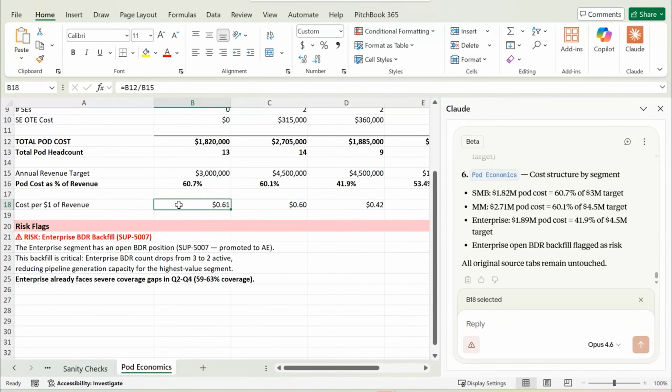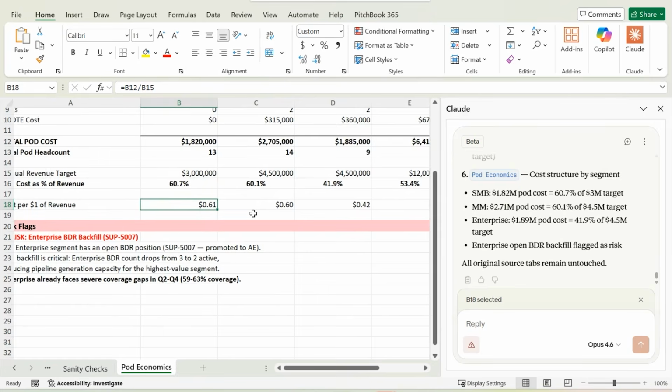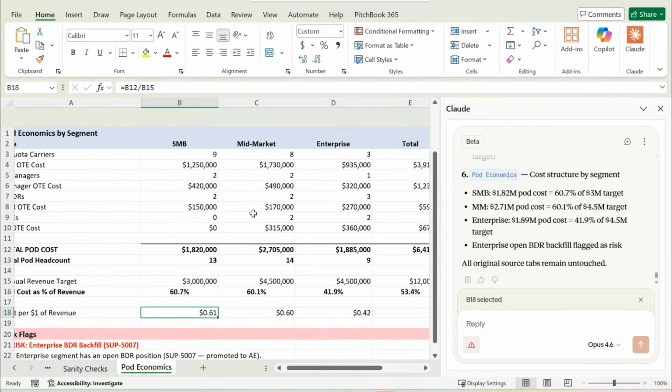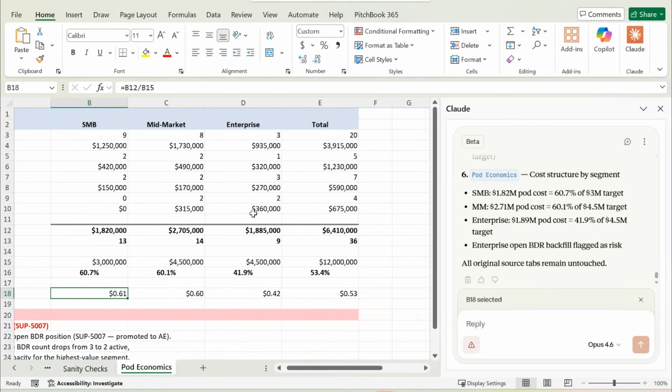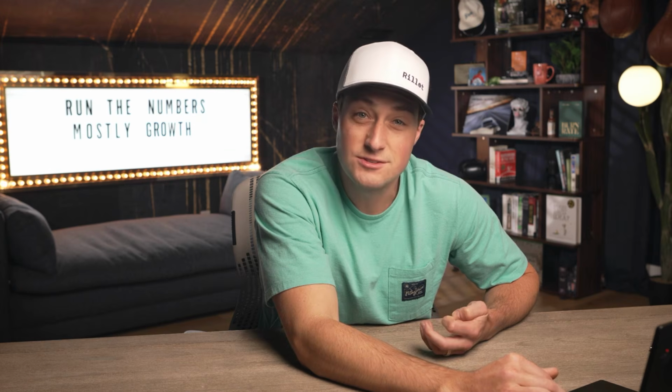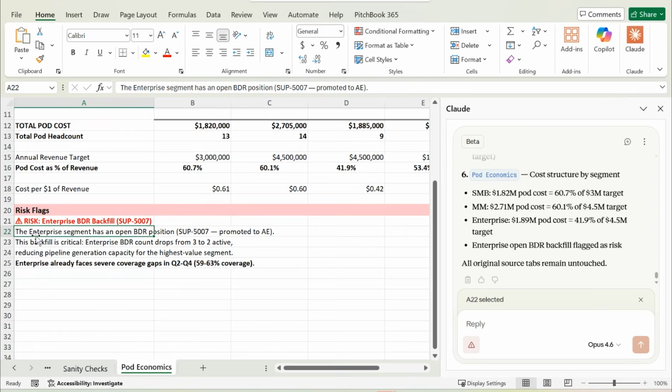And so for every $1 of revenue you bring in, it's costing 61 cents in SMB, 60 cents in the mid-market, 42 cents in the enterprise. That ratio is actually really good. And the total overall, I would guess this org is still losing money based on this. It has a couple of flags.